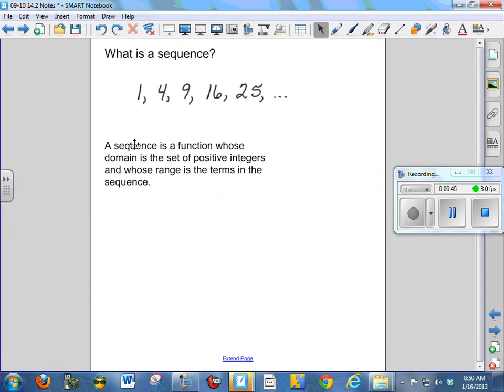Our definition is that a sequence is a function whose domain is the set of positive integers and whose range is the term in the sequence. So, for example, if we were to say n is the term number, and we are going to call a sub n the term. So in other words, we have a little subscript that says a sub 1, a sub 2, a sub 3, a sub 4, etc., naming the position of the terms in the sequence.